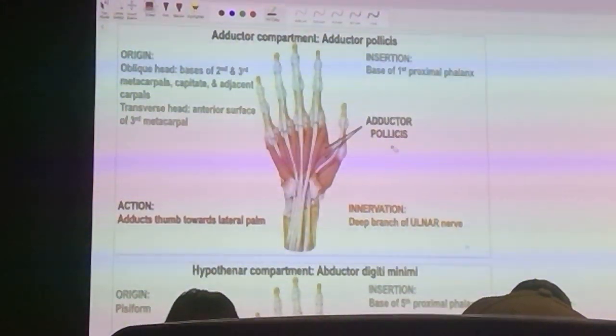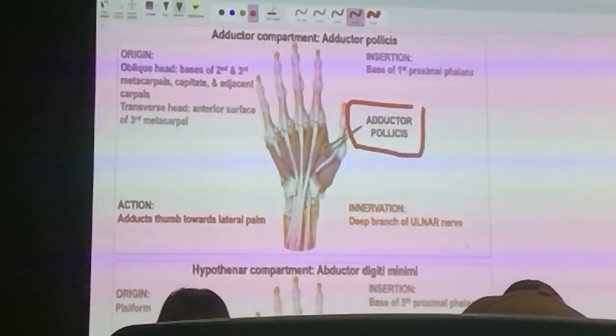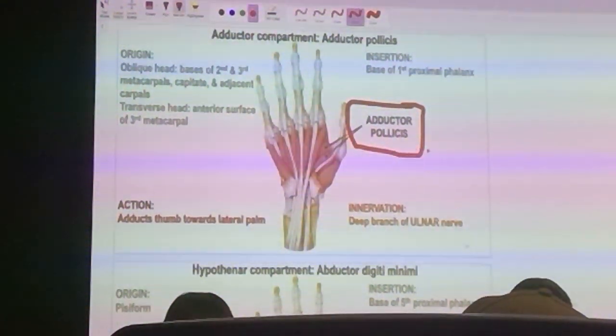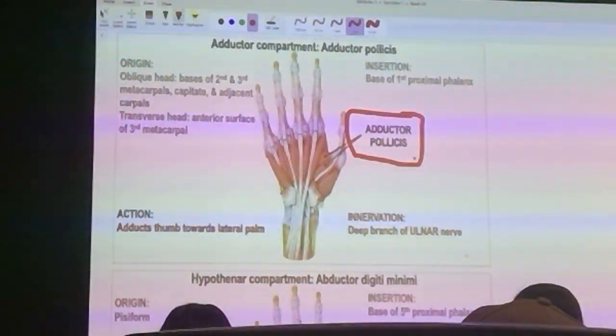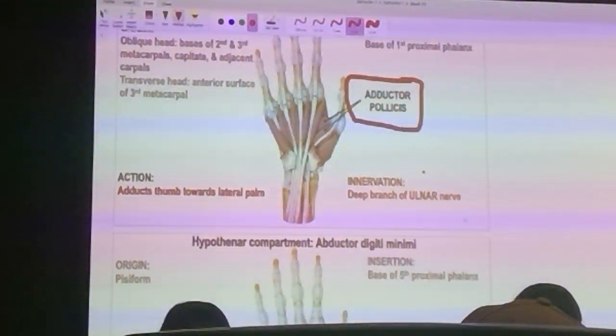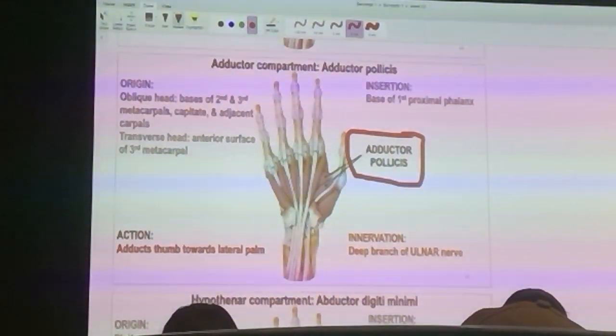Thenars. And then this one is part of your thenar, but it's not innervated by your recurrent median nerve, and it does opposition. No, wait, that's not it, it does this. Wait, what is it?